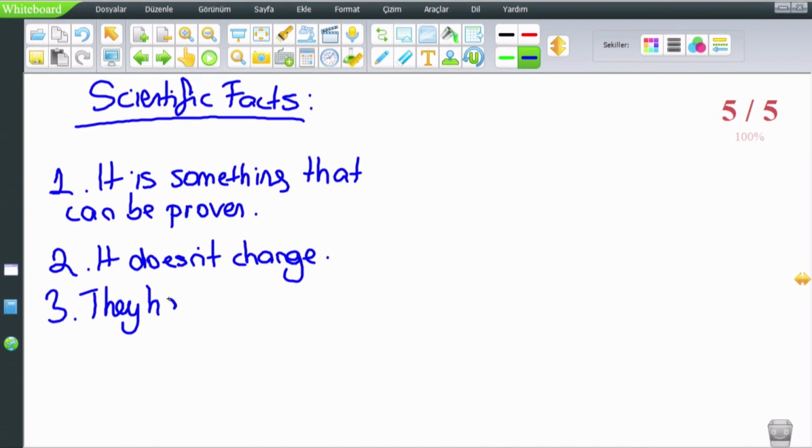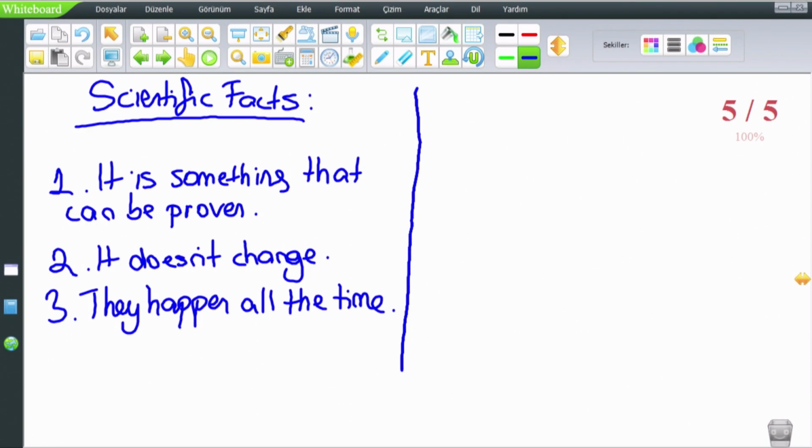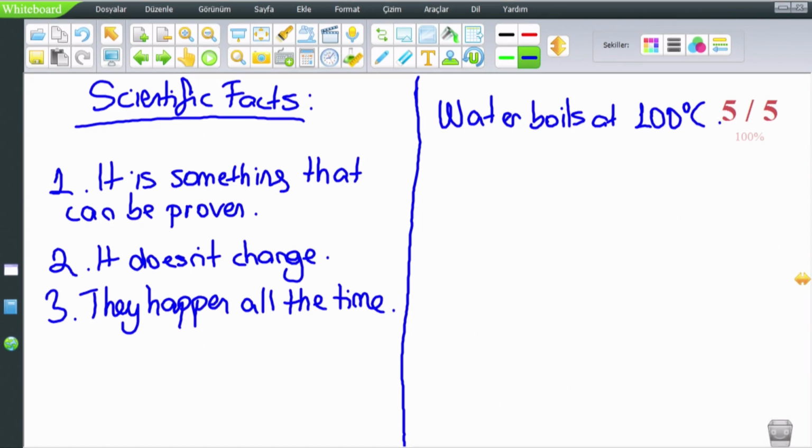They happen all the time. And these rules apply for present simple as well. That's why it is a perfect category to use present simple with. Let's give an example. For water boils at 100 degrees Celsius, for example. It is always like this. It cannot be changed. It cannot be something different. This is a scientific fact and we can prove it.